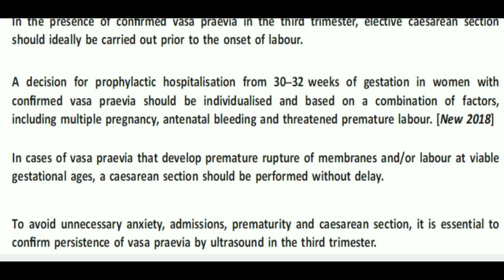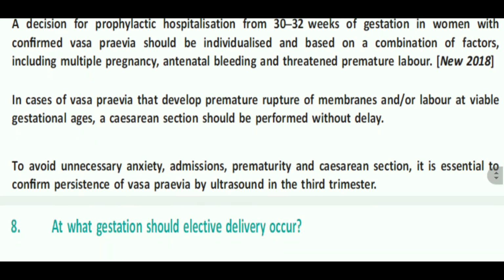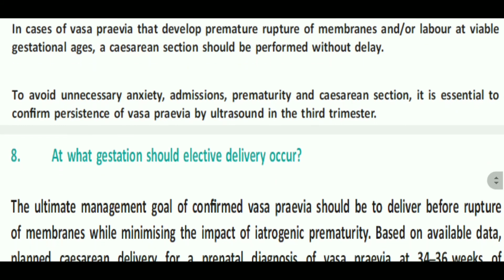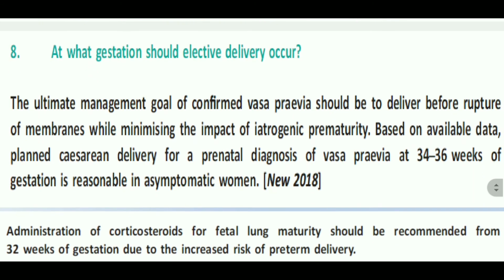Now, in cases of Vasa Previa that develop premature rupture of membrane and/or labor at viable gestational ages, a cesarean section should be performed without delay. Now, to avoid unnecessary anxiety, admissions, prematurity, and cesarean section, it is essential to confirm the persistence of Vasa Previa by ultrasound in the third trimester.